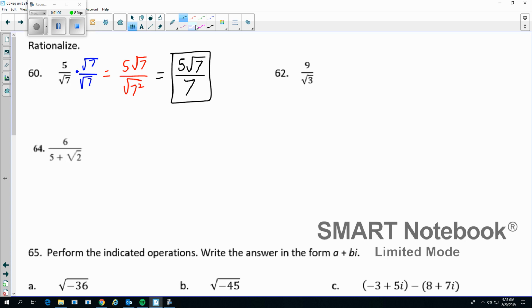Okay, our next one here, same idea, so we're going to multiply by square root of 3 over the square root of 3. And so on top, we're going to get 9 square root of 3 all over the square root of 9, or 3 squared or whatever. You can see I did it a little differently than the last one. It makes no difference. So then I get 9 square root of 3 all over 3.